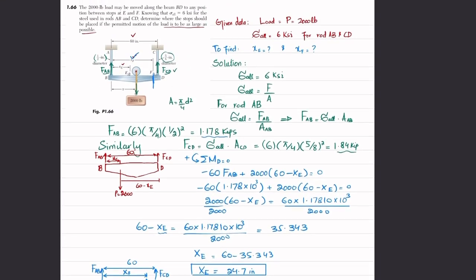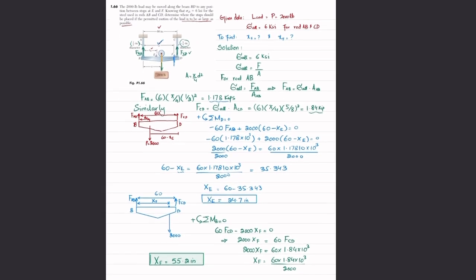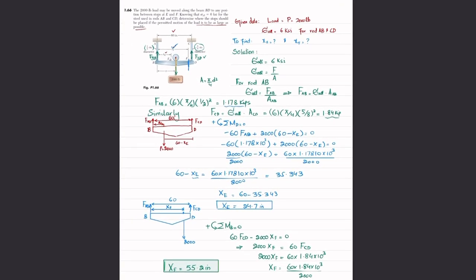So we will conclude that you have to put this stop E at a distance of 24.7 inch from this end, and this stop XF at a distance of 55.2. So this gap where this weight can be moved, can be traveled, will be the maximum distance. And this was all about problem 1.66.